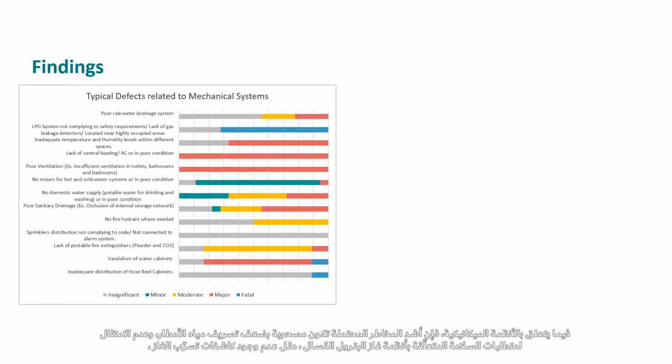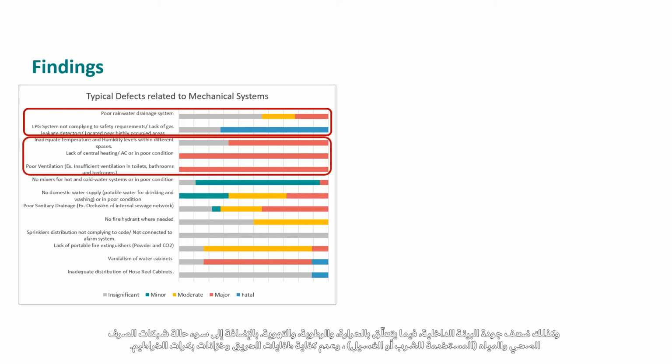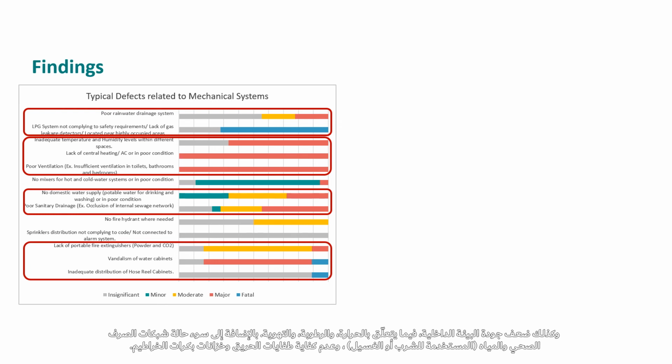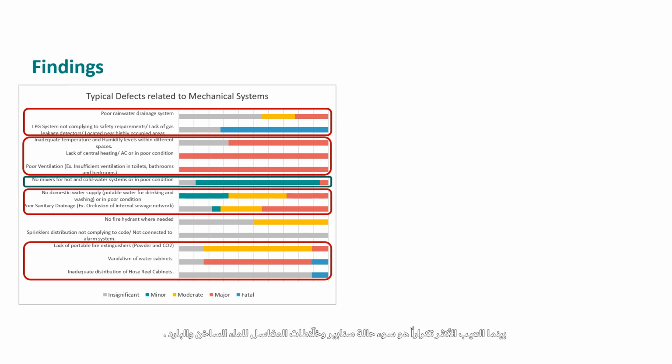Related to mechanical systems, the most severe potential risks are accompanied to poor rainwater drainage, no compliance to safety requirements related to the LPG systems, like the lack of gas leakage detectors, as well as the poor indoor quality, pertaining to temperature, humidity, and ventilation. In addition to the poor conditions of sewage and potable water networks, used for drinking or washing, and insufficiency of fire extinguishers and hose reel cabinets. While the most detected defect was the poor conditions of mixers for hot and cold water.